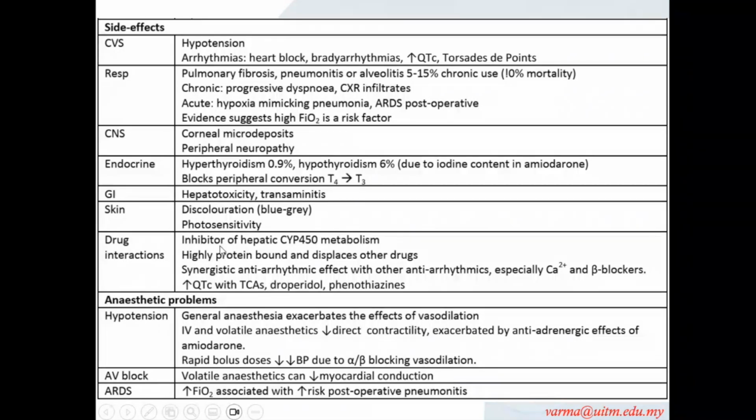Drug interaction, inhibitor of hepatic CYP450 metabolism. It displaces highly protein-bound drugs. Synergistic antiarrhythmic effect with other antiarrhythmics, especially calcium channel blockers and beta blockers. Increase in QTc with TCA, droperidol, phenothiazine. The risk of bradyarrhythmia is even higher if you give them together. Okay, there's drug interaction. Anesthetic problems: hypotension, AV block, ARDS. I think you all know this. This is extra.